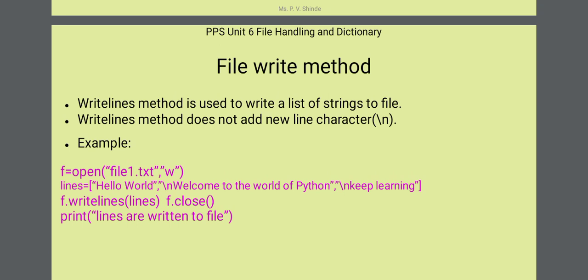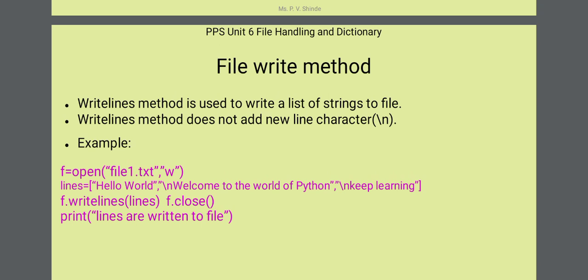So again, open a file, file1, and put these lines into that file: hello world, welcome to the world of Python, keep learning. Directly use the writelines function, and the list that you want to enter should be put as a parameter to this method. Finally, close the file and print a message on the console that lines are written to the file. This is a very simple method in which writelines is used.